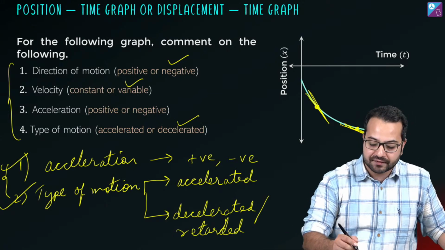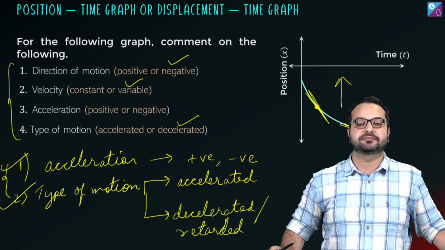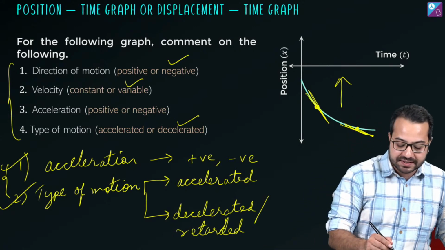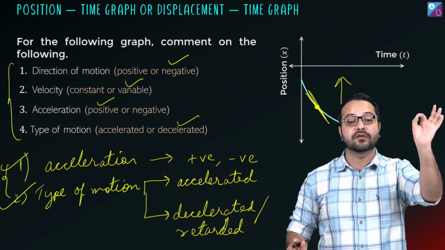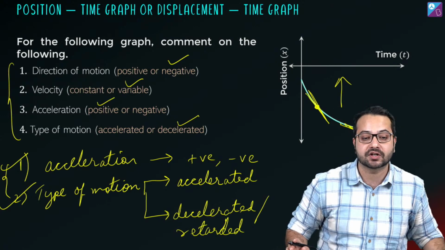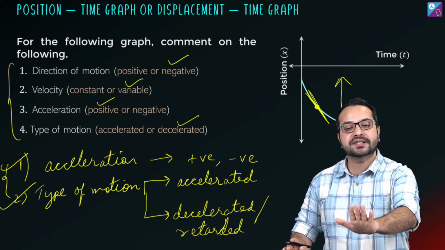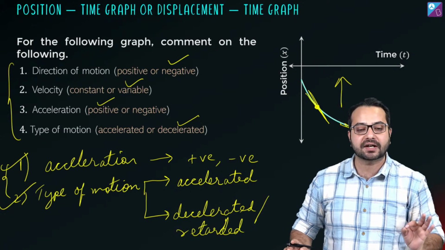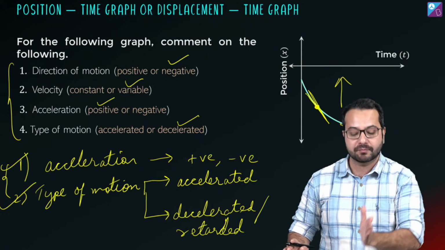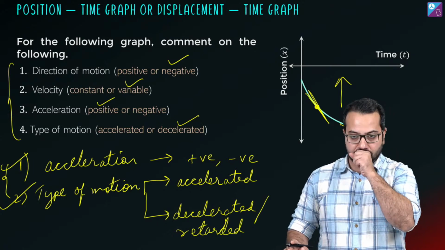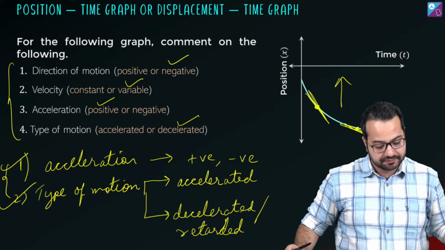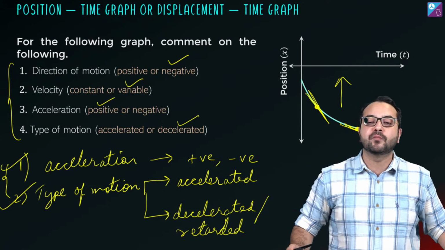Now this graph is concave upwards. What does it mean? It means that the acceleration is going to be positive. Only I'm talking about the direction of acceleration. ठीक है, एक्सेलरेटेड मोशन, डिसेलरेटेड मोशन ये बाद में देखेंगे. पहले हम क्या देख रहे हैं? एक्सेलरेशन, डायरेक्शन ऑफ एक्सेलरेशन, पॉजिटिव और नेगेटिव, बिकॉज दिस ग्राफ इज कॉन्केव अपवर्ड्स. आ गया एक्सेलरेशन पॉजिटिव.